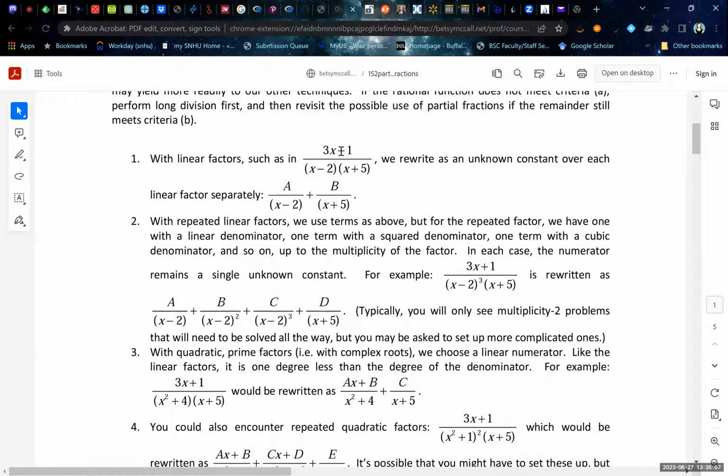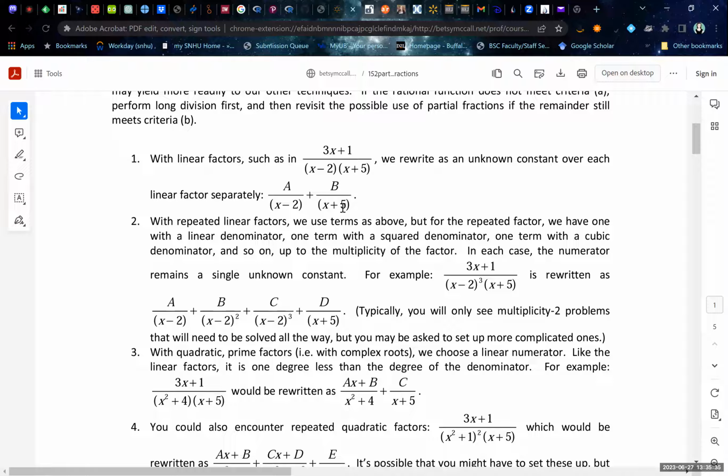So we have an example here, like 3x plus 1 over x minus 2 times x plus 1. The denominator has a leading term of x squared. The numerator has a leading term of x. So this does satisfy our proper fraction requirement. And what we would like to do is split this into two simpler fractions, a constant over one of the factors and a constant over the other factor.